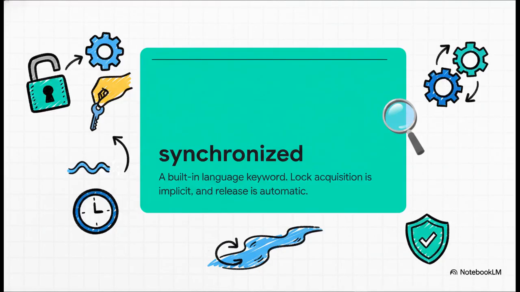Synchronized is a keyword. It's baked right into the Java language. When you slap it on a method or a block of code, the JVM takes care of all the heavy lifting for you. Getting the lock is implicit. It just happens automatically when a thread enters that code. And this is crucial: releasing the lock is also automatic. You literally can't forget to release it, which is a huge safety net.